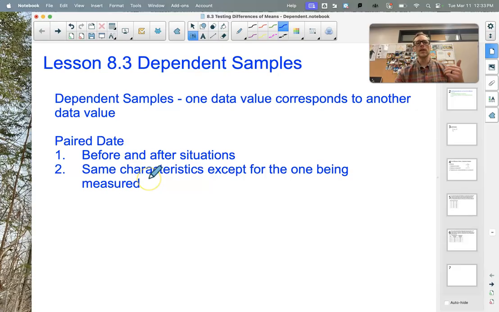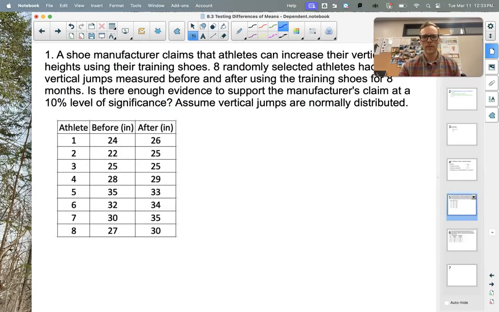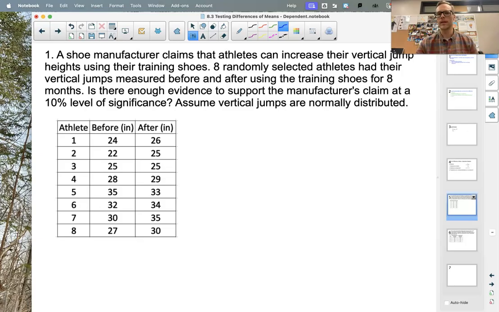The other thing is, if it's not before and after, at least what has to happen is they have to have the same characteristics in the two different groups, except for the one that's being measured. Everything's got to be the same except for the one being measured. Let me just jump ahead here, and I'll come back to this in a little bit, but let me just look at our examples for today, so we can talk about the dependence thing.